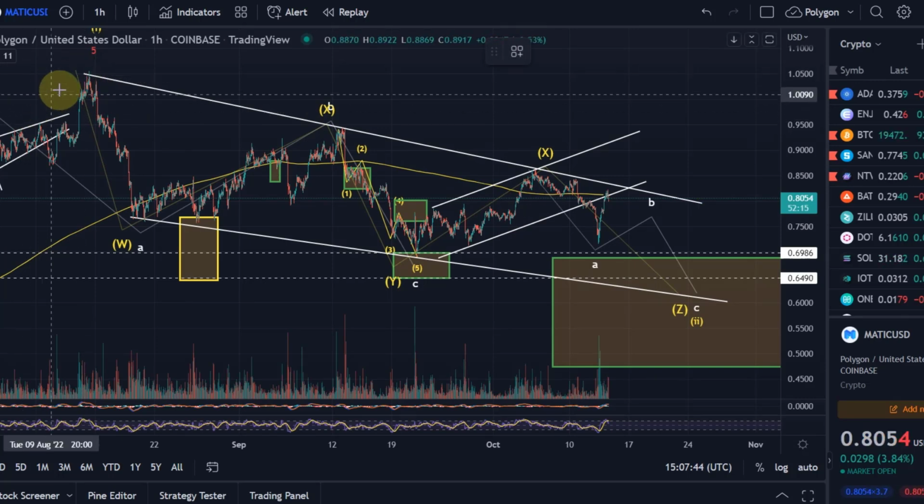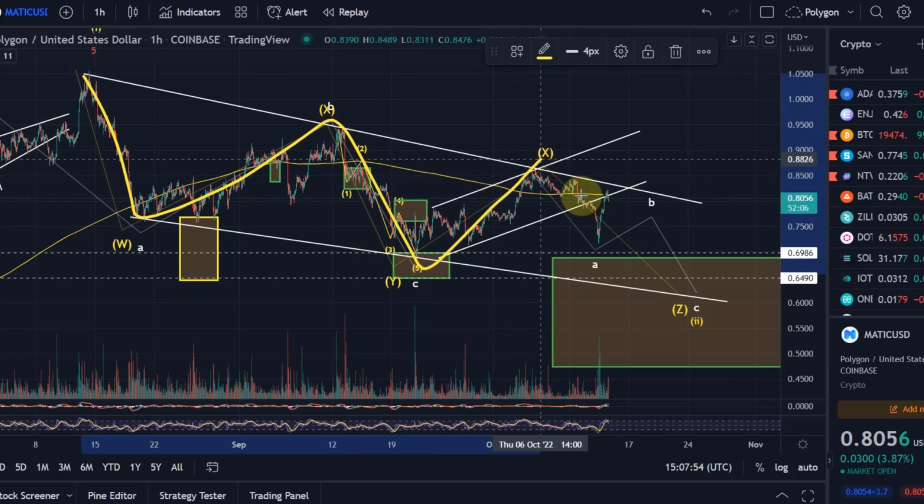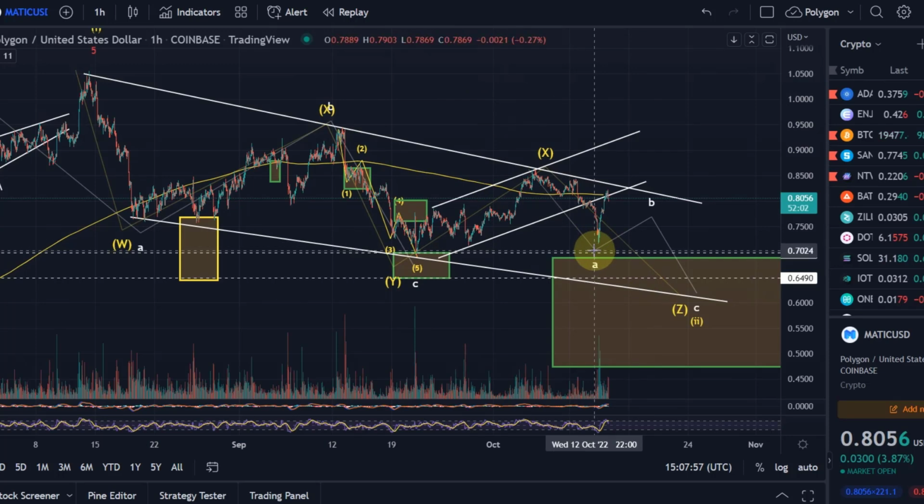My preferred option, I'm not happy with it because it is a very rare pattern. The preferred option would be this W, X, Y, X, Z, and that we're now in the Z wave, and that we've yesterday created this A wave. Yeah, so this actually follows nicely the count.